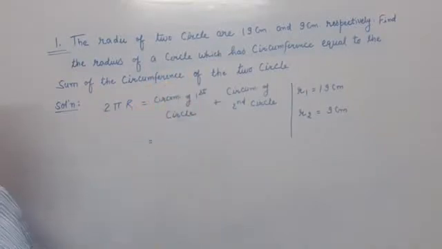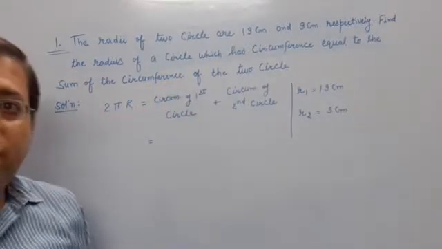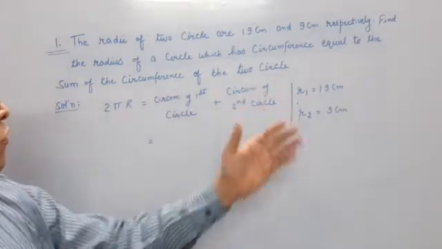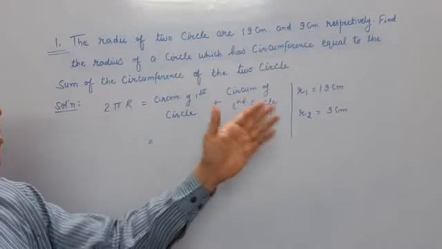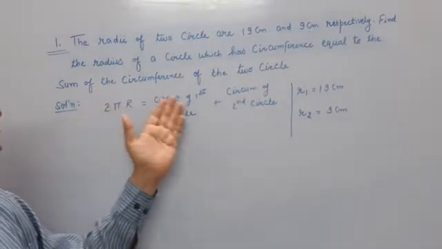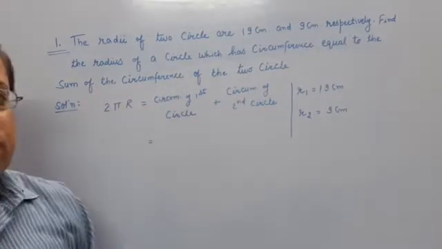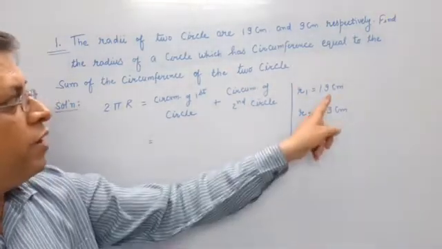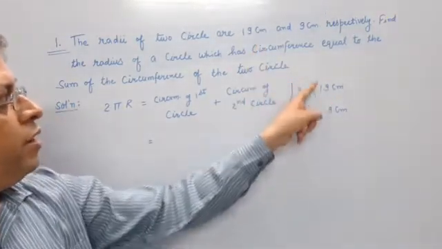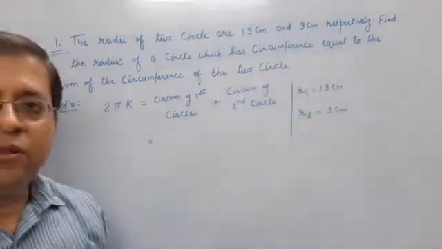The radii of two circles are 19 centimeter and 9 centimeter respectively. Find the radius of a circle which has circumference equal to the sum of the circumferences of the two circles. Radii of two circles are given to you, R1 and R2. R1 is 19, and R2 is 9.